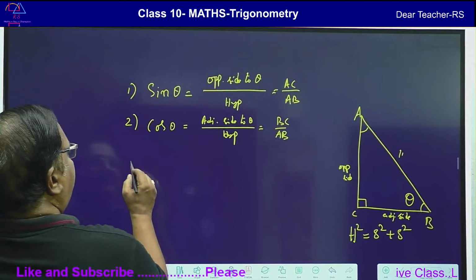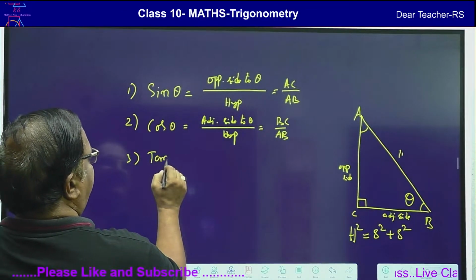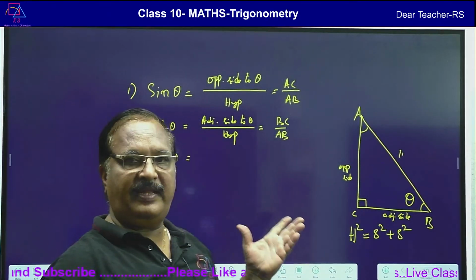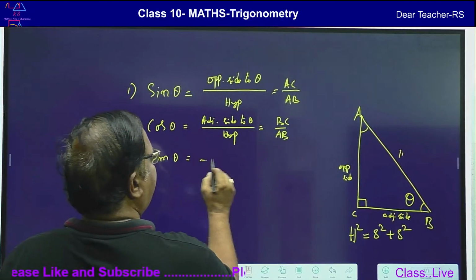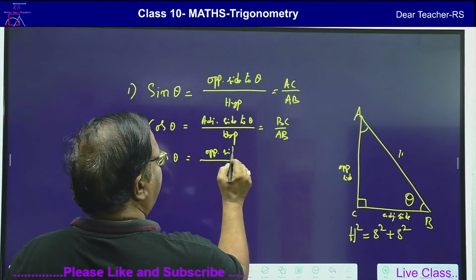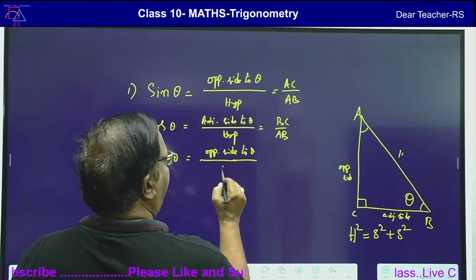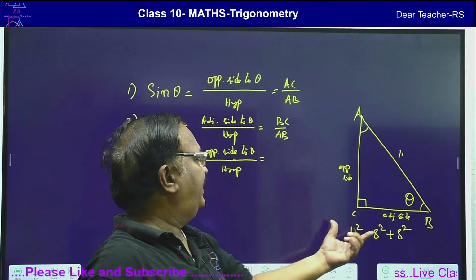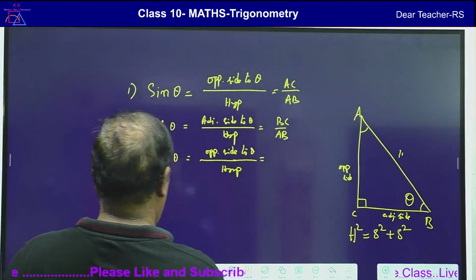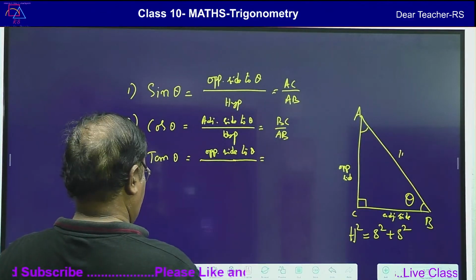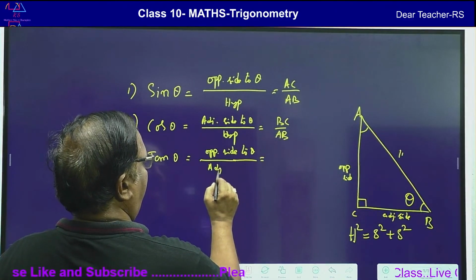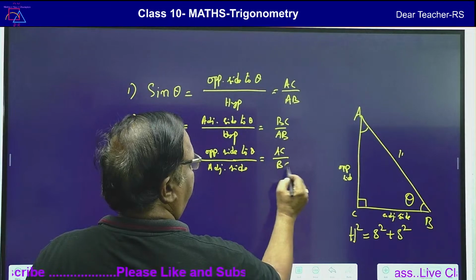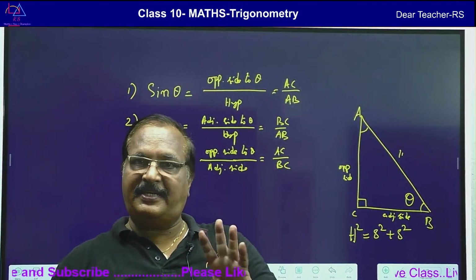Now the third is tan theta, the tangent of angle, in short tan theta. It is the opposite side to theta by the adjacent side. The opposite side to theta is AC, and this is not the hypotenuse, this is the adjacent side. So this is AC upon BC. So these are the three main ratios.